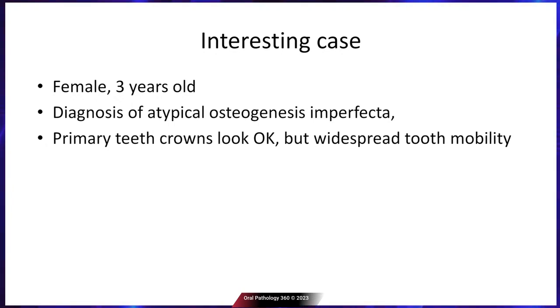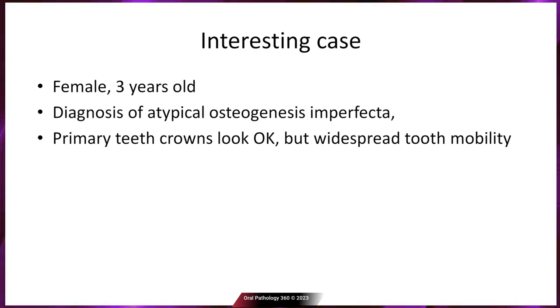But here's an interesting case. This was sent to me as a consult case, a referral case, from a family which have a dentinogenesis imperfecta pedigree. And in fact, it's in the background of atypical osteogenesis imperfecta, although that, as far as I could tell, was not an established diagnosis.